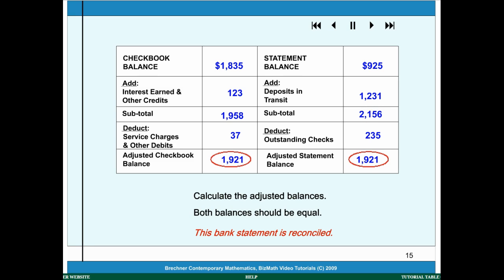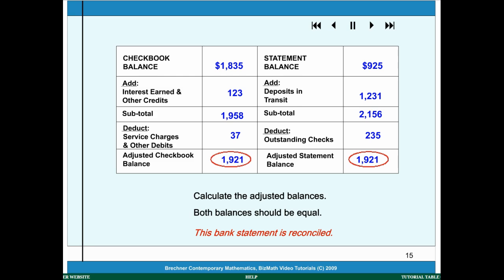Calculate the adjusted balances for both the checkbook and the bank statement. The adjusted balances should be the same. If they are not, something has been overlooked. Go back and review both the bank statement and the checkbook to determine what has been overlooked.